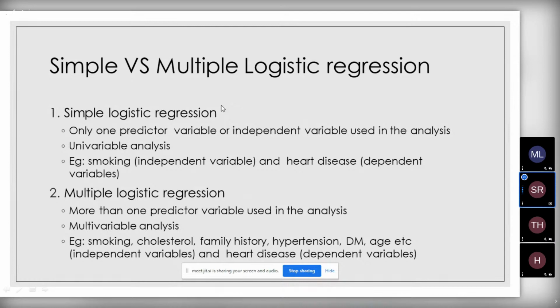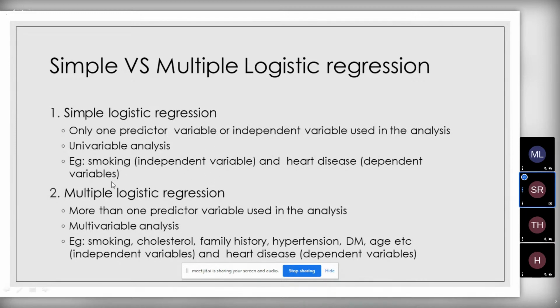Just an overview of the difference between simple logistic regression and multiple logistic regression. Simple logistic is a univariable analysis or crude analysis. We analyze one factor at a time with the outcome, and this is important because we want to find the important variables before we proceed to multivariable analysis. For example, we run smoking as an independent variable and heart disease as our outcome. And then we run separately, let's say, gender and heart disease. So that's why we call it crude analysis.